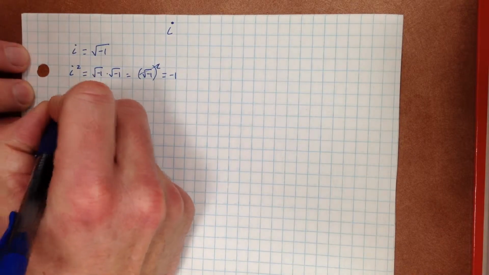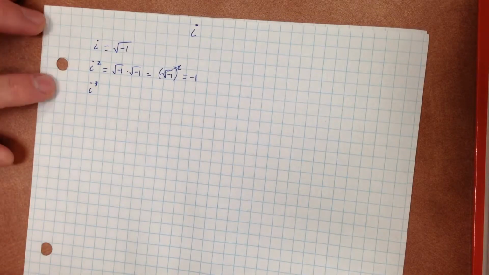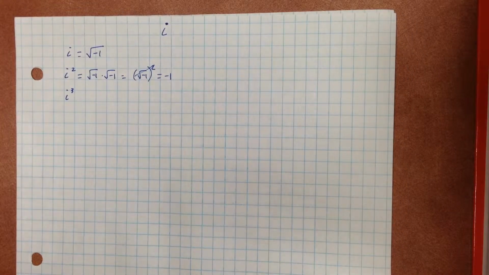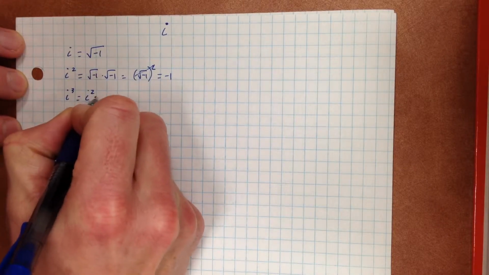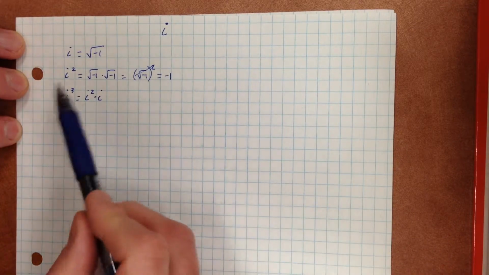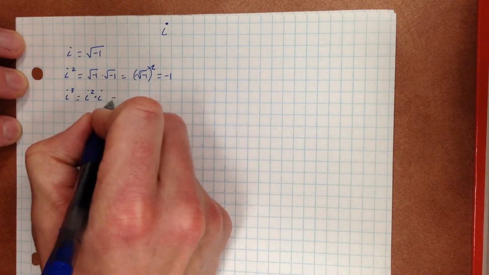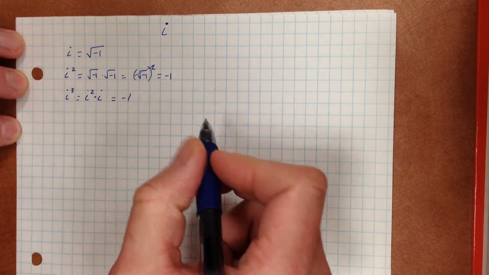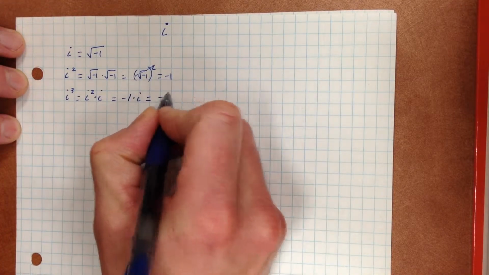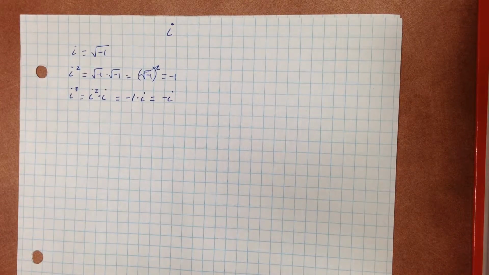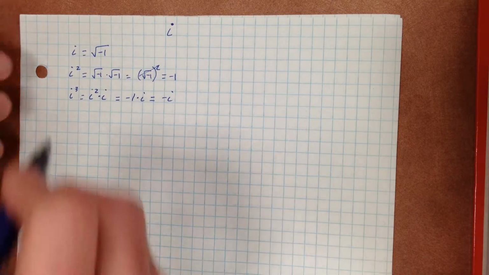We can keep on going down the line. We can hop into an I cubed there. Well, I cubed could be broken up as an I squared times I. Since we already know what I squared is as negative 1, we're just kind of doing some substitution here. Negative 1 times I would be negative I. So I cubed is negative I.